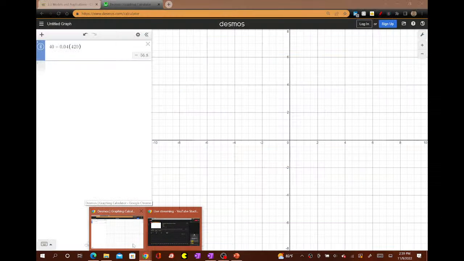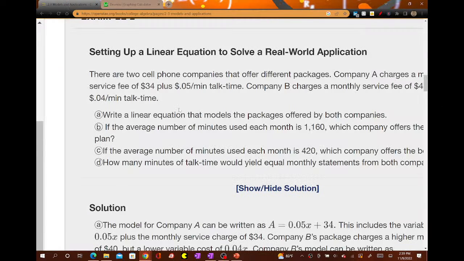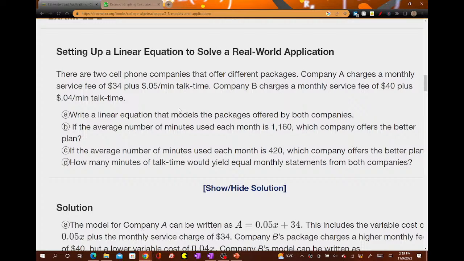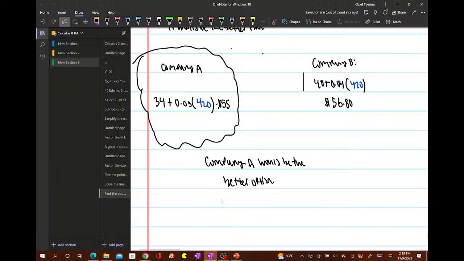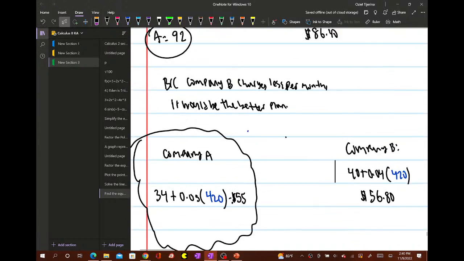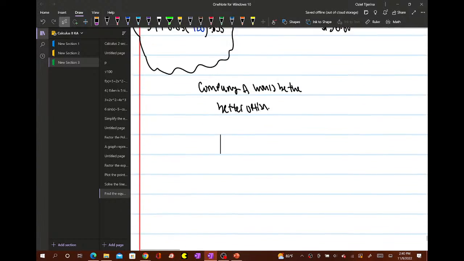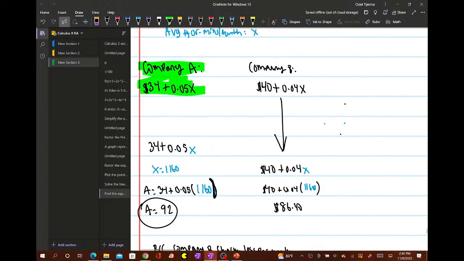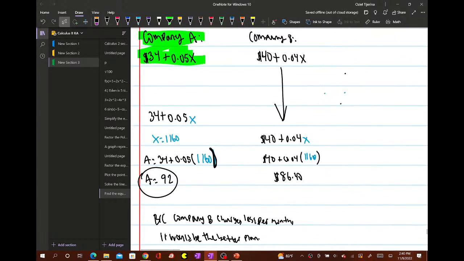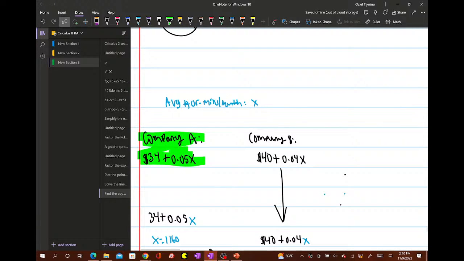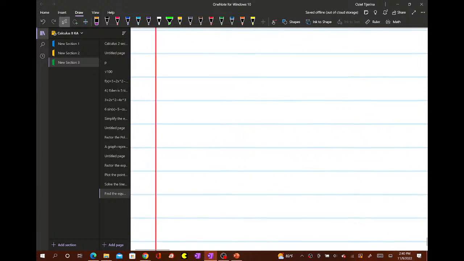I know sometimes I really have to think about it. And then it says how many minutes of talk time would yield equal monthly statements from both companies. So this last question for this problem, basically all you have to do is make them equal to each other. So for that last one, company A is $34 plus 0.05x.